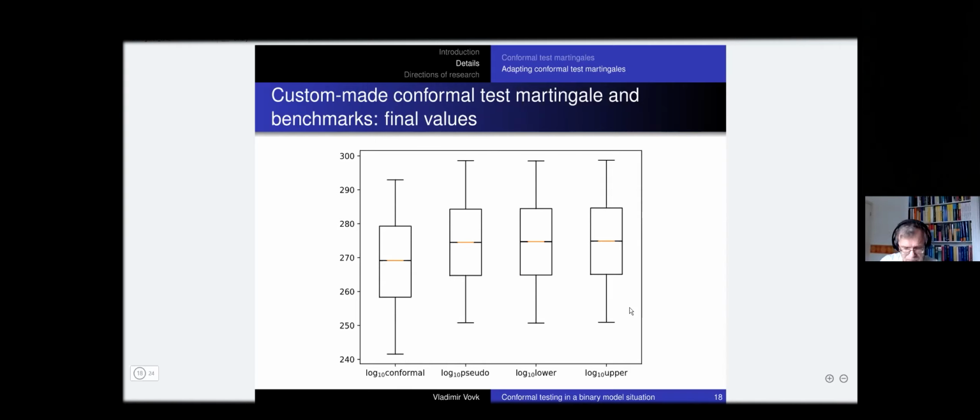Okay. These are box plots for the lower benchmark and for the upper benchmark. They're base 10 logs, and you can see they're extremely close. It doesn't matter which one you choose. You can ignore this one, it's for some pseudo martingales, and for conformal martingales you get this. The median is 270, and the ideal median is like 275. So maybe you can improve the performance of this conformal martingale, but it approaches the benchmarks closely.